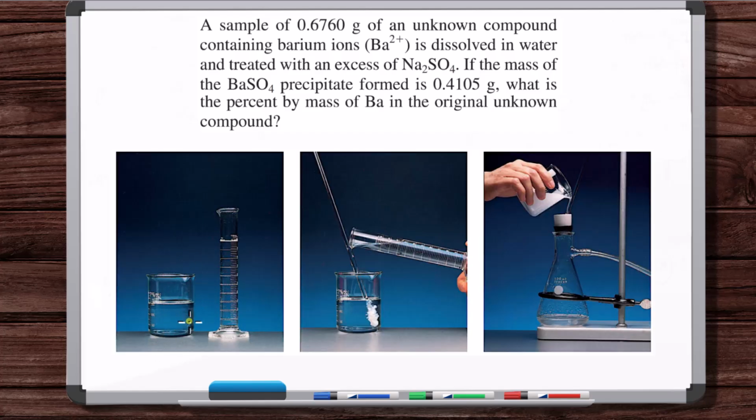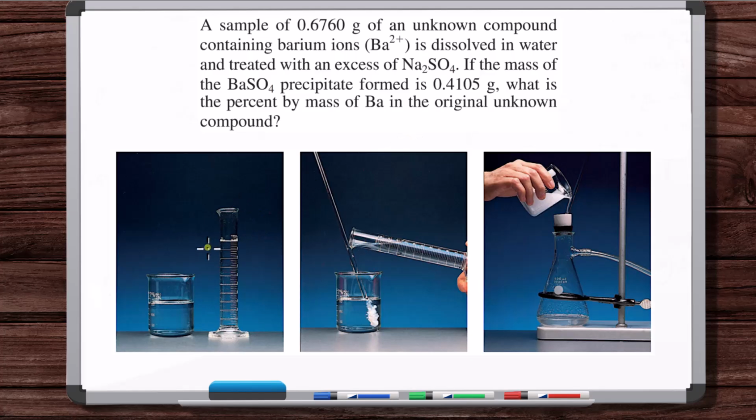We're not tracking what the volume of this solution is. All we're tracking is how much mass was dissolved, and we just make sure that all of it dissolves. This unknown compound that we know does have barium in it. Right now, it says it's going to be treated with an excess of sodium sulfate solution. Here's the sodium sulfate solution.